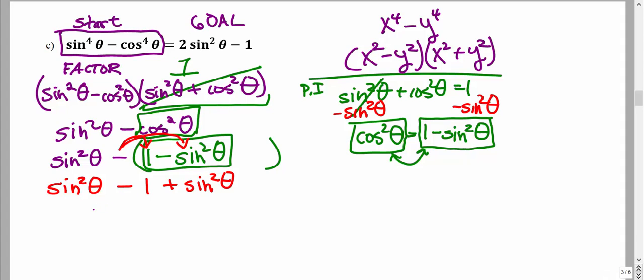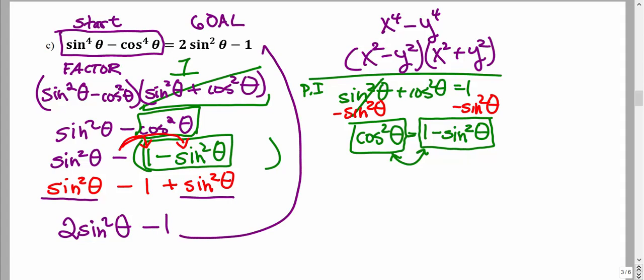Now this is convenient because in our last step, we see that we have like terms that can be combined. Sine squared theta plus sine squared theta would be 2 sine squared theta. Bring down the minus 1, and now we see that we have achieved our goal.